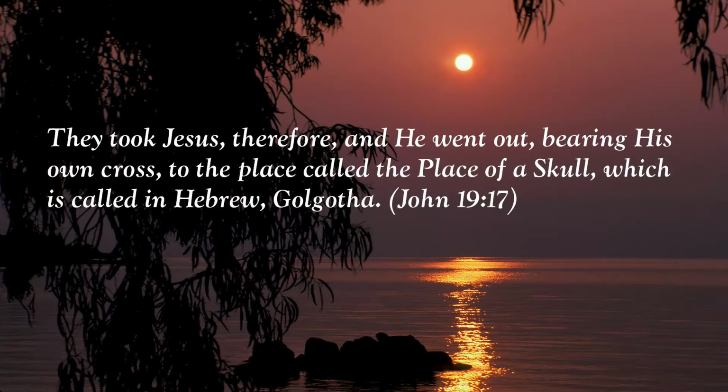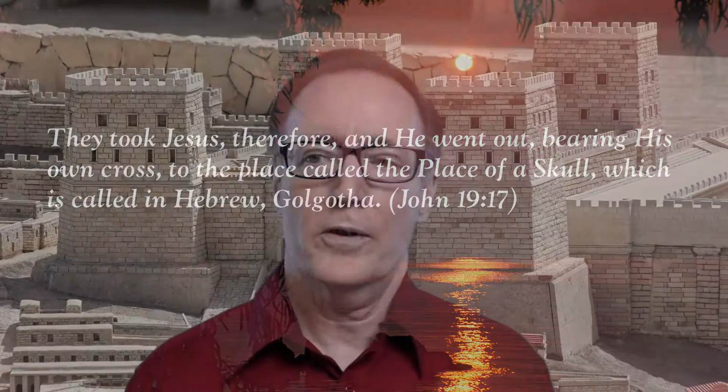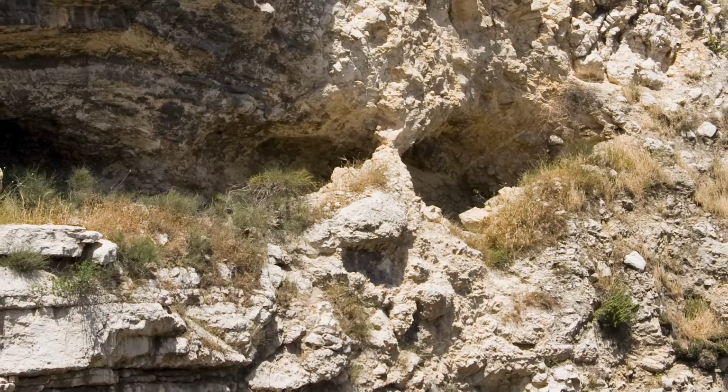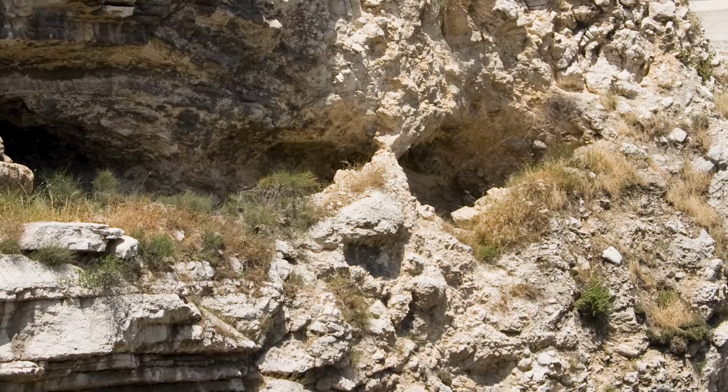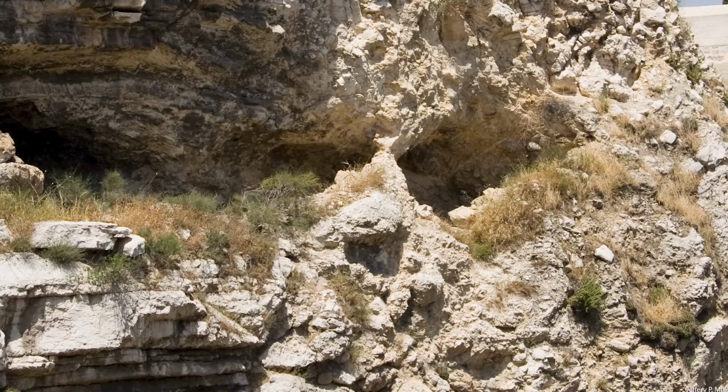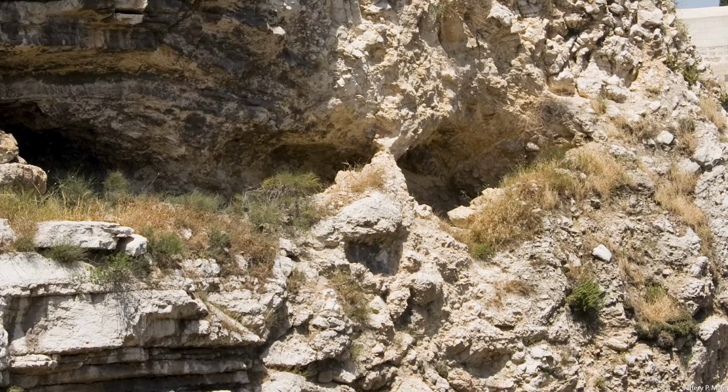John 19:17 says, "They took Jesus, therefore, and he went out, bearing his own cross, to the place of a skull, which is called in Hebrew Golgotha." And near the garden tomb today is a rock face that, if you look at it, kind of looks like a skull. You can see the eye sockets and even the nose.